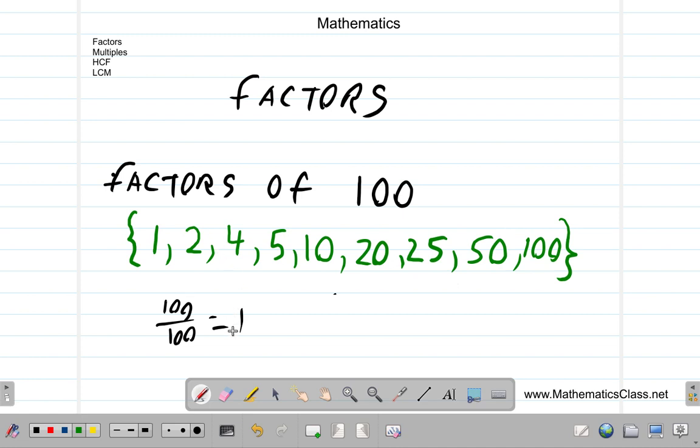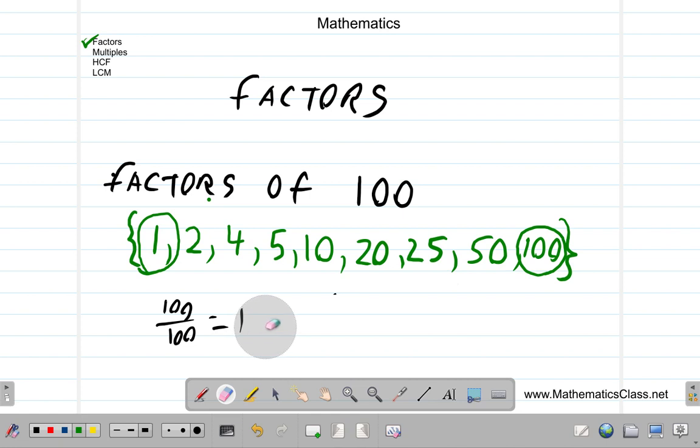Now, in all cases, you will find that 1 is a factor of every number, and the number is always a factor of itself. So every number has at least 2 factors, 1 and itself. Make a note of that. You see that? Good. So, those are factors.